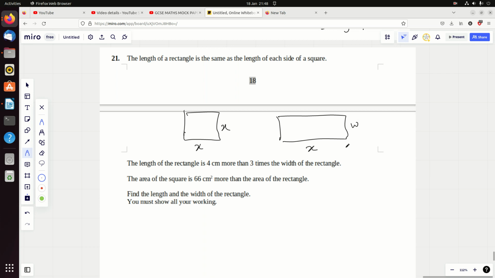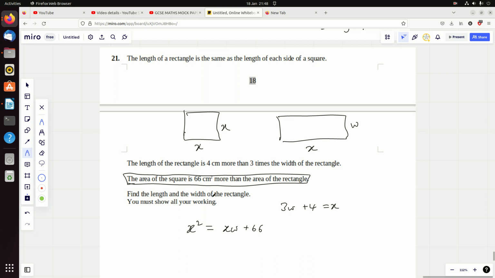Let's put X and W here. Well, what have we got to do to the width? We've got to do 3 times the width plus 4, and that gives you the length X. And so I can rearrange that, can't I? That's certainly true. But let's look at the next fact. The area of the square is 66 centimeters squared more than the area of the rectangle. So we can say that x squared is going to be equal to xw plus 66.